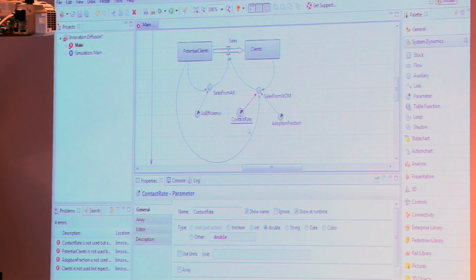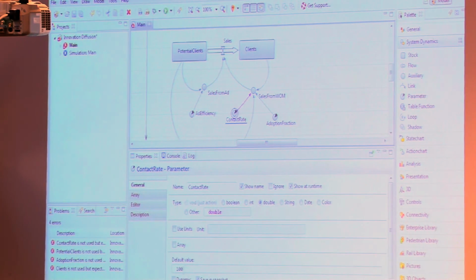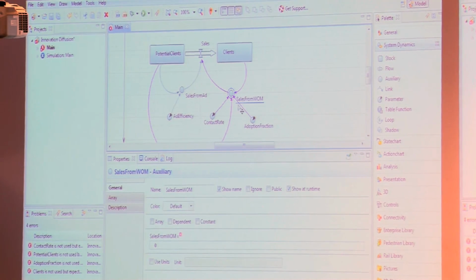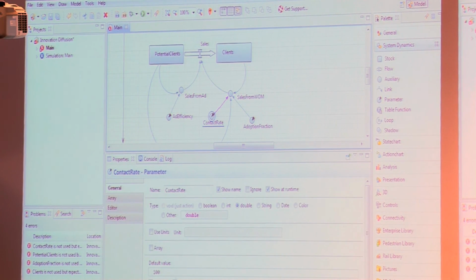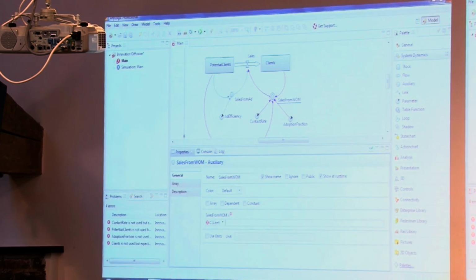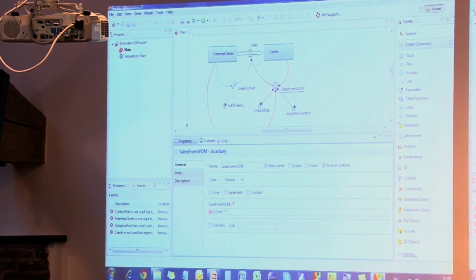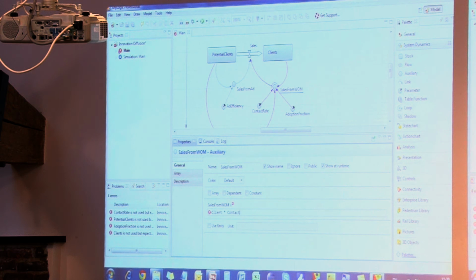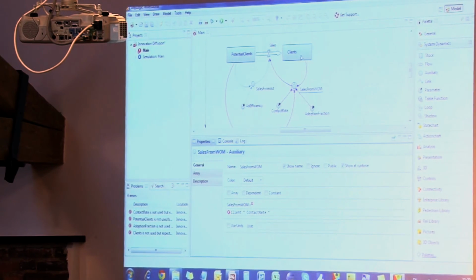So the formula for sales from word of mouth, there's a little bit of science in it. Contact rate is a parameter. Let's put together a formula. Every client, every happy user, during a time unit, a month, year, week, contacts contact rate other people. But clients also contact each other, and we're not interested in that in this context, because we're only interested in whether a client contacts a potential client.